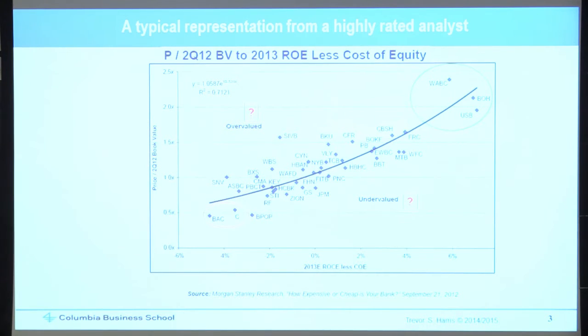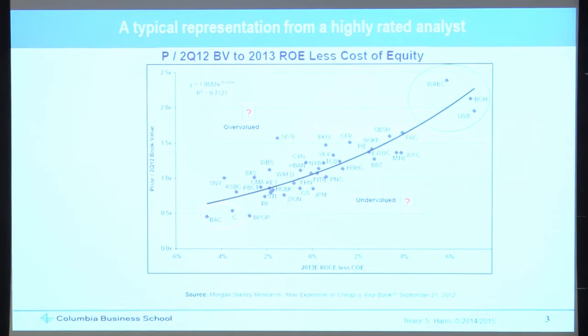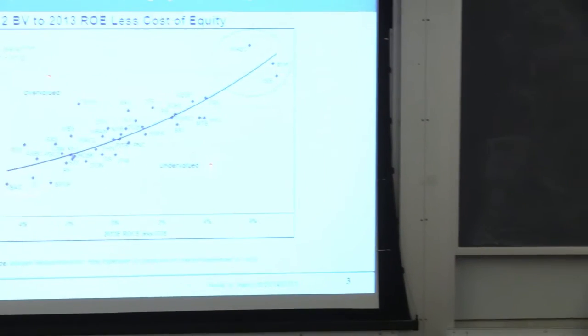And this particular diagram actually comes from a very well-known analyst at Morgan Stanley, but you can see it's very typical of what you see. There are some questions about whether this makes sense or not. That's a separate issue, but it's very typical of what people do, where if it's above the line, it's perceived as overvalued. If it's under the line, it's perceived as undervalued. So that's very typical of what people do.